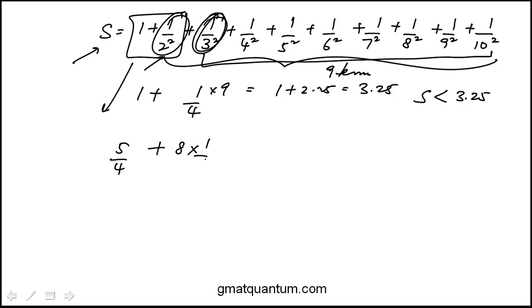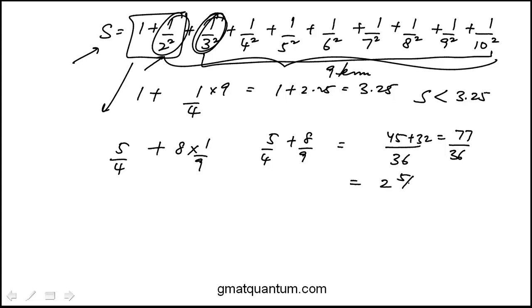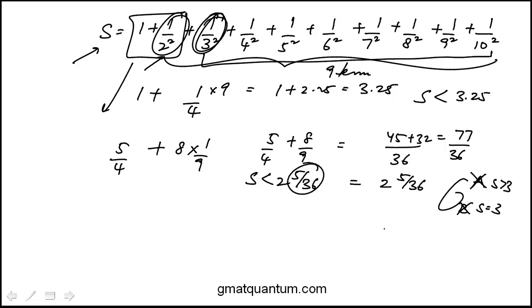So 8 times 1/9. Let's see what that gives me. I'm going to add that fraction. 45/32. That's 77/36, which is 2 and 5/36. So I've kind of tightened that upper limit. It has to be less than 2 and 5/36. So at least if I go back to my answer choices, I can eliminate A, which is S is greater than 3, B also, and now I'm left with the other 3.